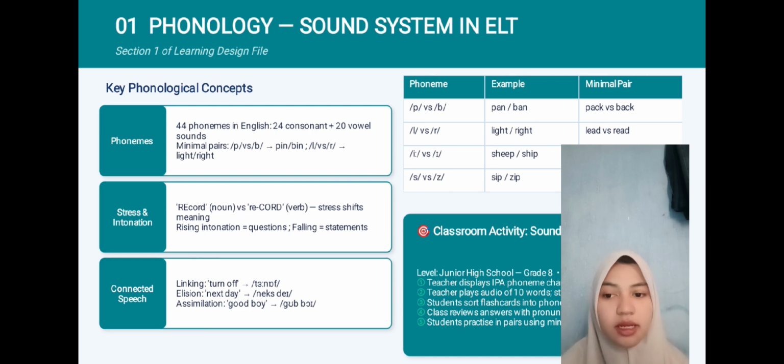The next is connected speech features. Learners must be exposed to natural speech features, including linking, for example, the pronunciation of T as a D or R, or N or F.